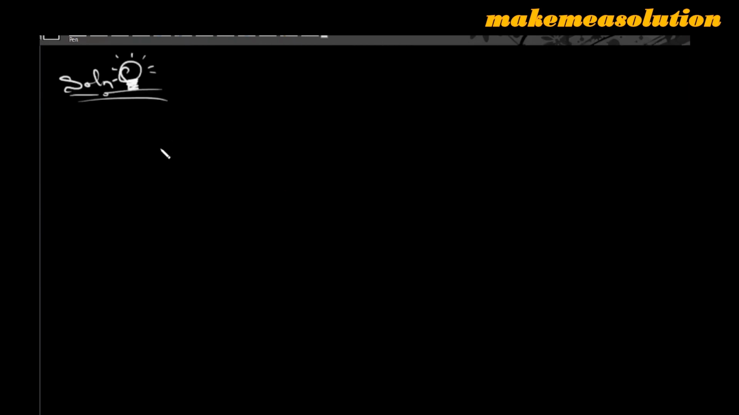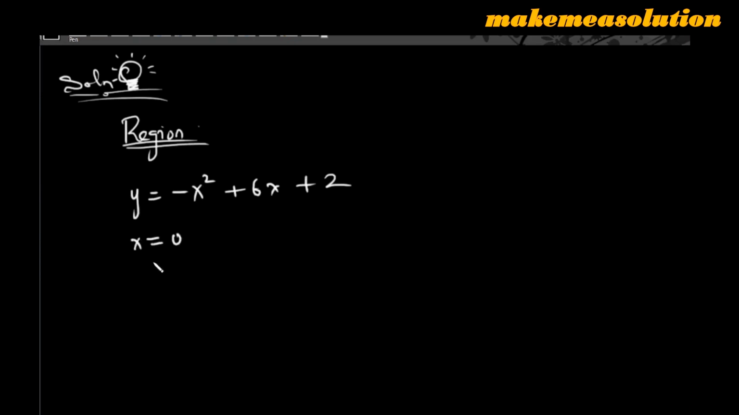First of all, we need to define the region in question. The region in question is bounded by the curve y equal to minus x squared plus 6x plus 2. It's also bounded by the line x equal to 0, the line x equal to 6, and the line y equal to 0. Now, permit me to do a little curve sketching. This is not necessary, but this is what I feel this particular system is going to look like. So this is my y-axis, and this is my x-axis.